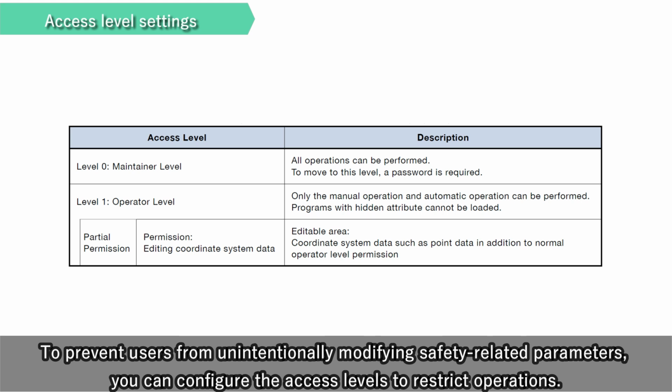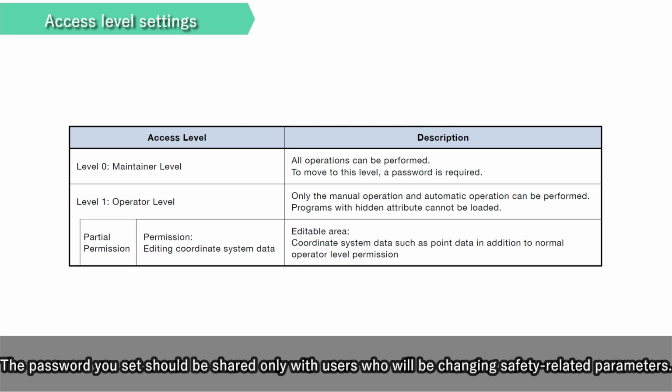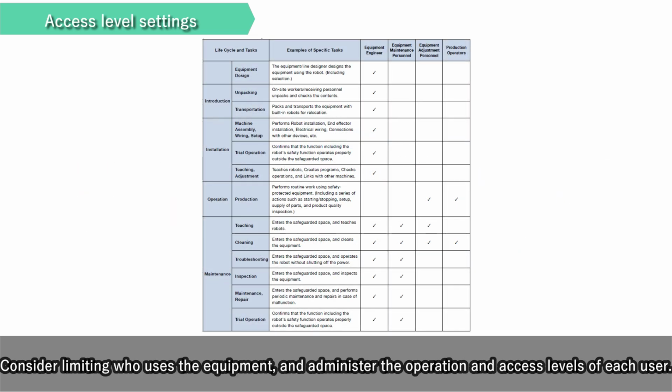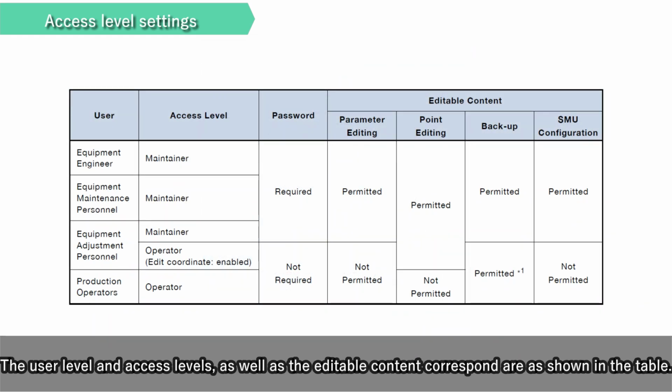To prevent users from unintentionally modifying safety-related parameters, you can configure the access levels to restrict operations. After setting the access password and turning the power back on, the level automatically becomes level 1, operator level. The password you set should be shared only with users who will be changing safety-related parameters. Consider limiting who uses the equipment, and administer the operation and access levels of each user. The user level and access levels, as well as the editable content, correspond as shown in the table.